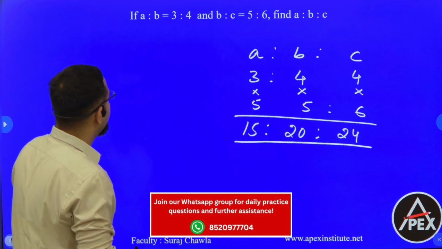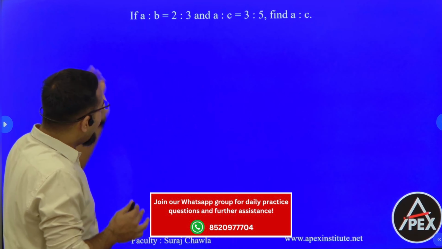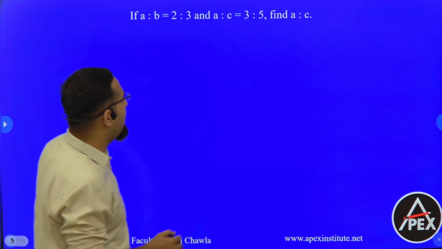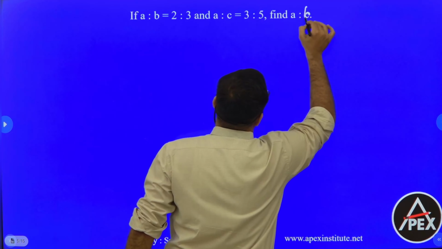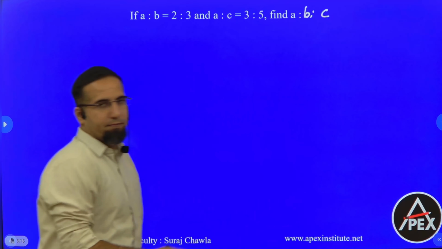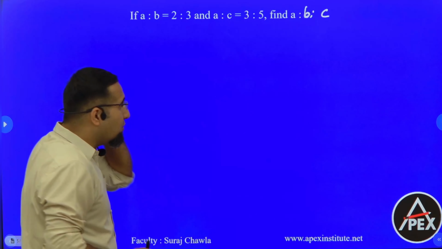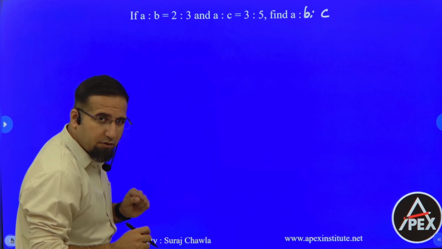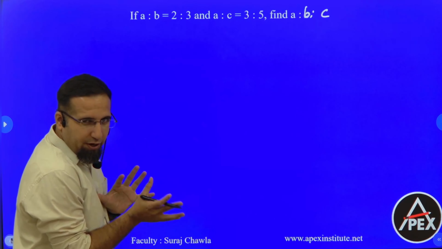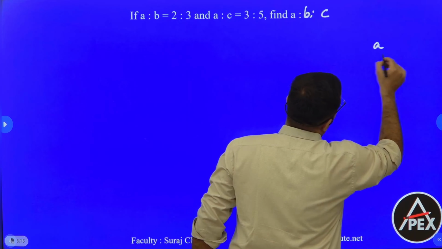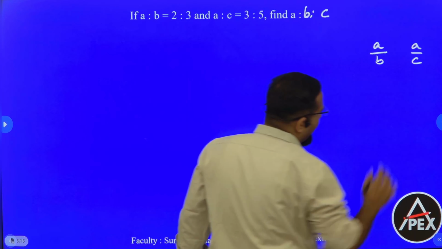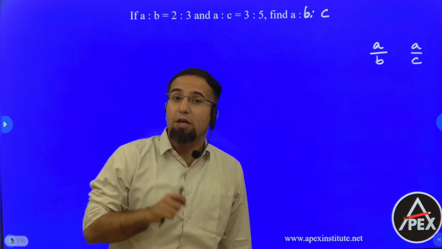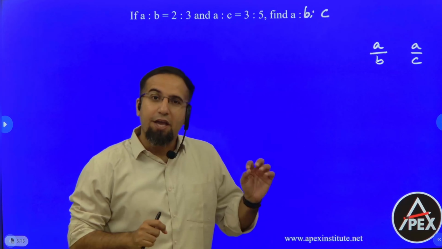Now let's move to the next one. Now here I am given A is to B is 2 is to 3 and A is to C is 3 is to 5. So I am just changing this question. Find the ratio of A is to B is to C. Clear? Now let's see this question here. Are there regular ratios? First question. Now some people might feel they are not regular ratios because what am I given? I am given A by B and I am given A by C. But remember, if there is a repeated term, we can convert it in the form of regular ratios. Is there a repeated term? Yes, there is a repeated term. What is repeating? A is repeating.